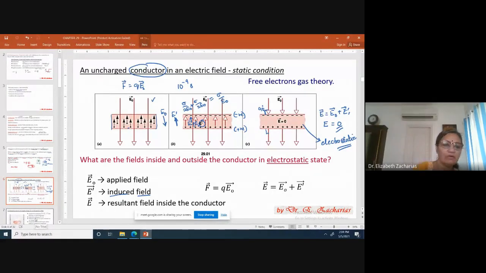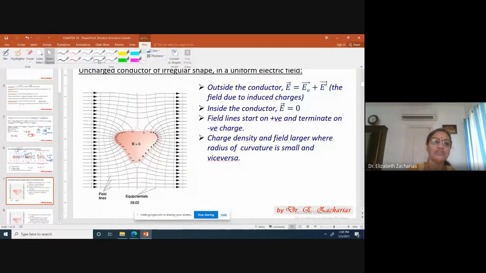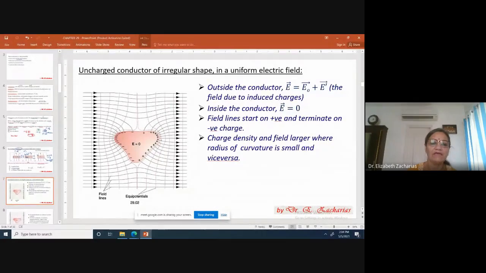Here I have taken a rectangular block. What if it is not a rectangular block? Look at this. I have an odd shaped metal piece. Now, if I put this in a uniform electric field, initially what will happen? It will be like this.